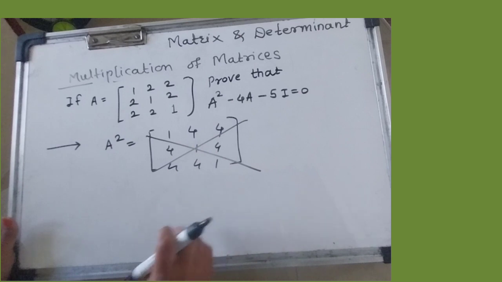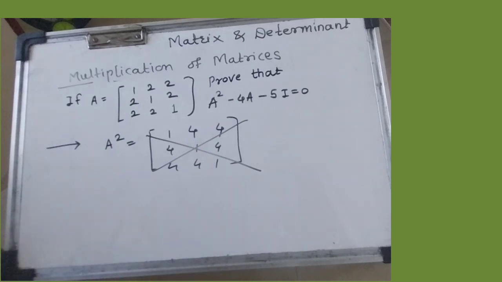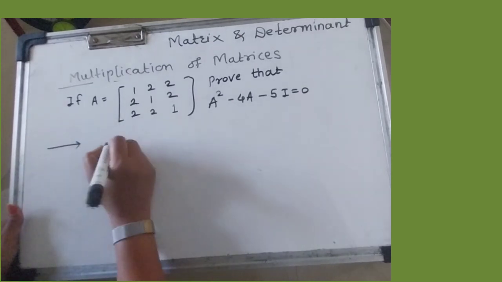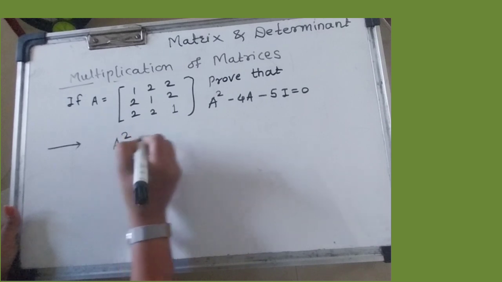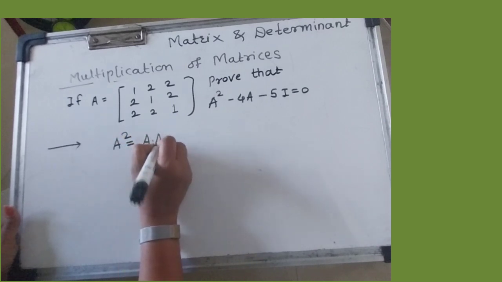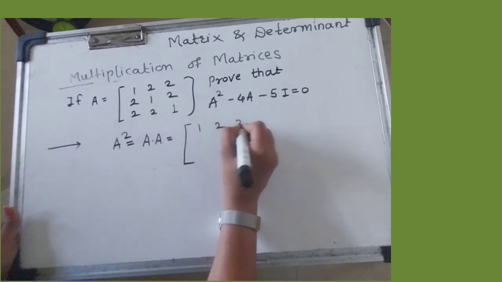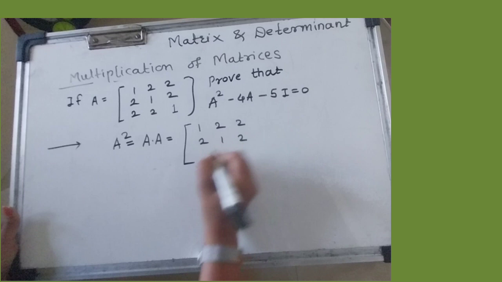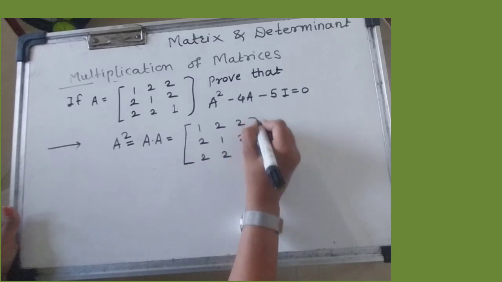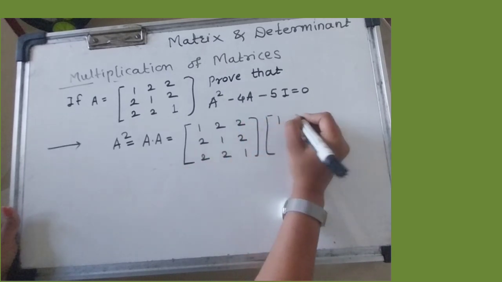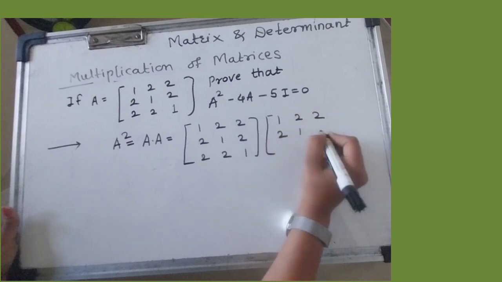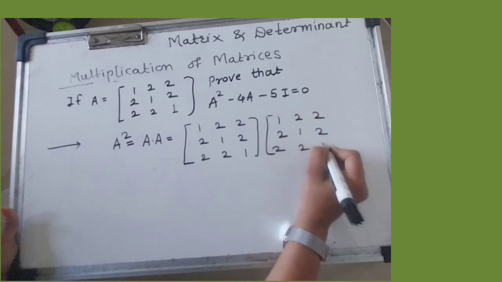Okay. Because, see, what is A square? A square is A into A. So take a product of A into A. We already studied how to do the product. So take the product of these two matrices. Again write down A matrix. Okay.